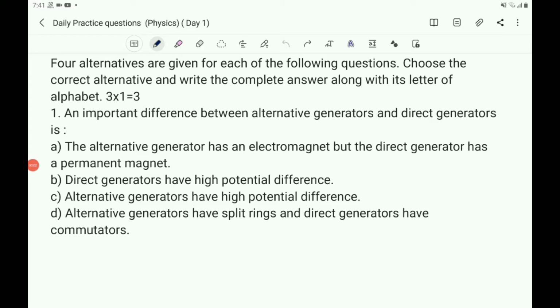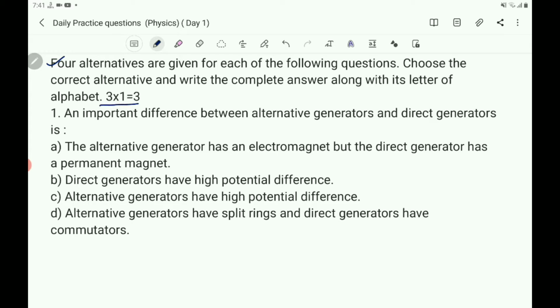Children, here is a daily practice questions and answer for you. It is a physics part. These are the questions from the DDPI office, Kolar. Here you observe 4 alternatives are given for each of the following questions. Choose the correct alternative and write the complete answer along with its letter of alphabet.